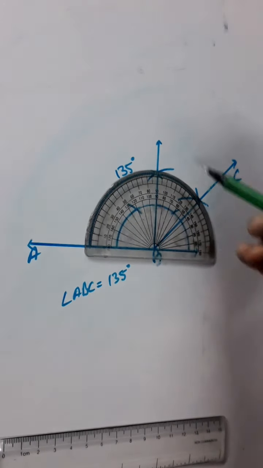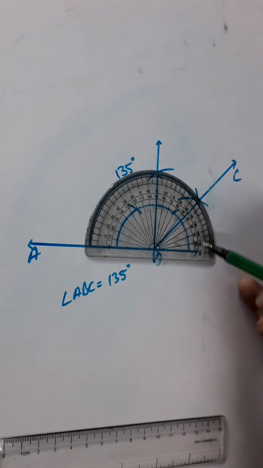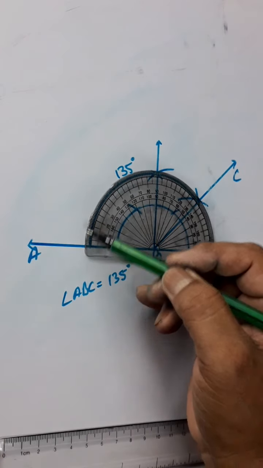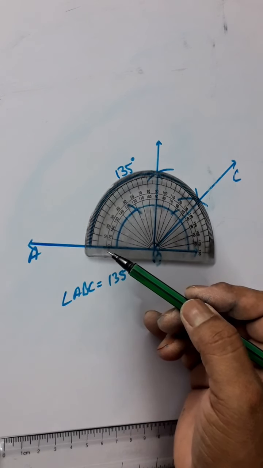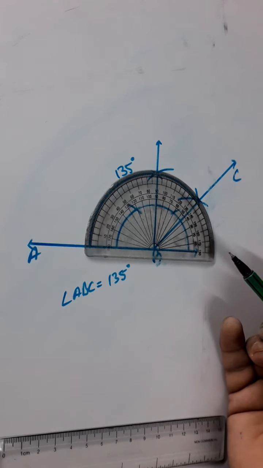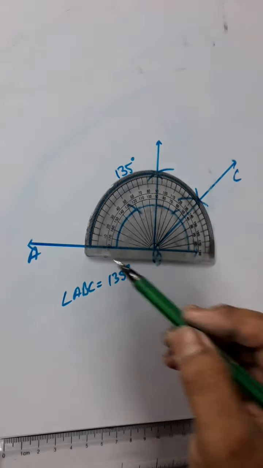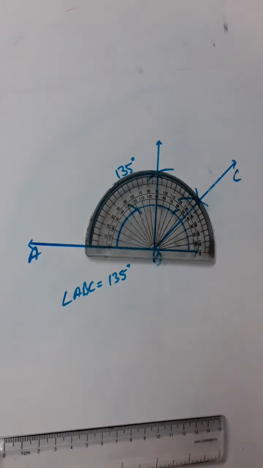We will not measure this angle from this side, 0, 10, 20 and 30. We will not take from this side. If we want to measure this angle ABC, we will start taking 0 from here. In this way, we can construct an angle of 135 degree and we can measure it with the help of protractor also.